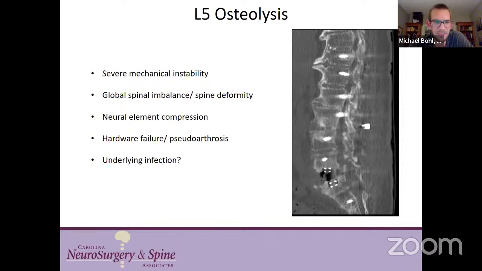The common thread I find is severe mechanical instability, hardware failure, global spinal imbalance, spine deformity, often coming with that neural element compression, central and foraminal stenosis that is severe, and then this question of underlying infection. And what I've found, just like in Charcot joint cases, is that typically cultures are negative. Now, whether that's because it's truly not an infection or because we're just not culturing long enough, or we're not picking up some kind of indolent infection like C. acnes, I don't know. That's a very good question.